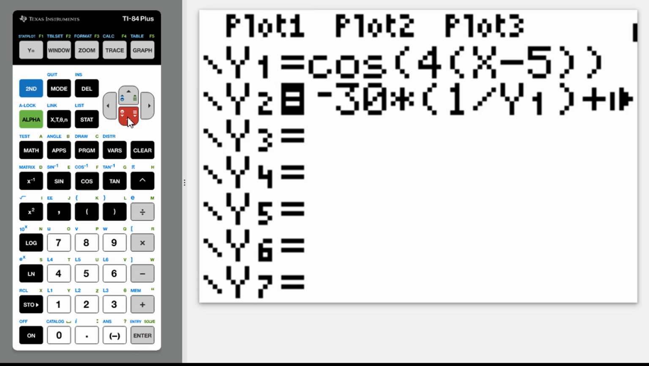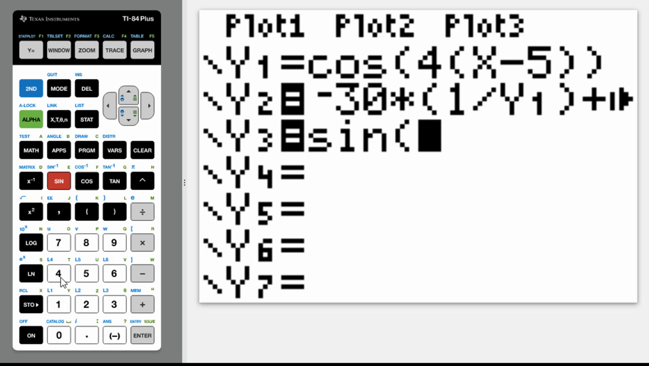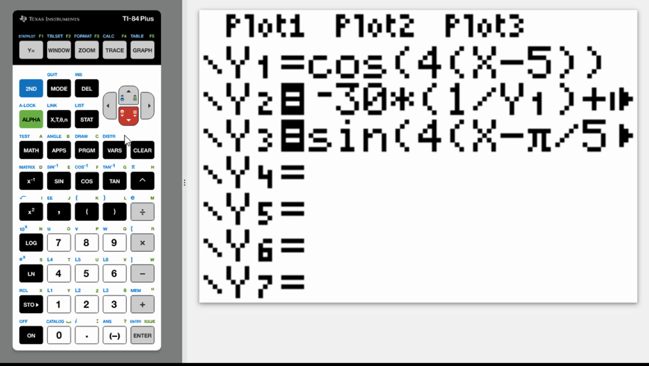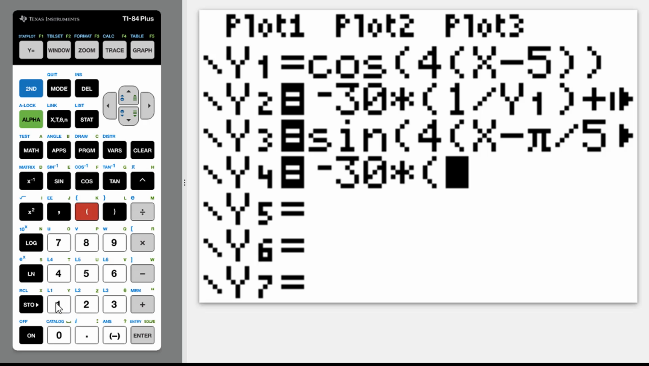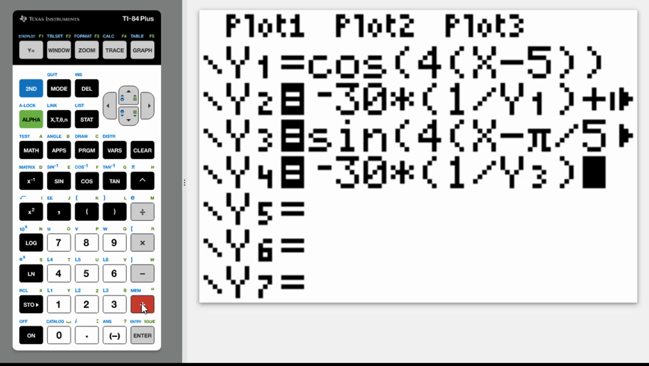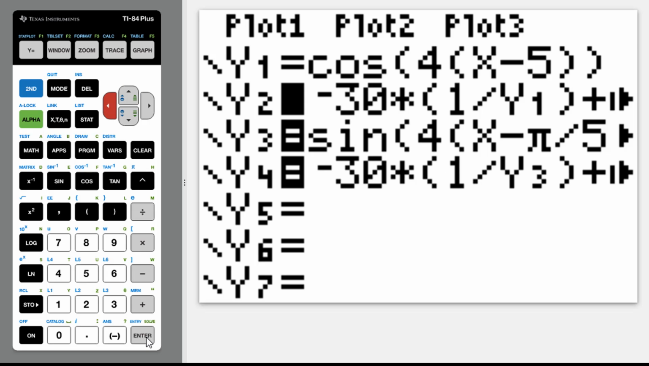Then go to y equals. This time, let's go to y3. We will put sine 4 times parentheses x minus pi divided by 5. Then for the y4, we will put negative 30 times parentheses 1 divided by y3. So go to alpha trace. Get y3. Then parentheses back plus 65. I need to unhighlight this y2 and y3.